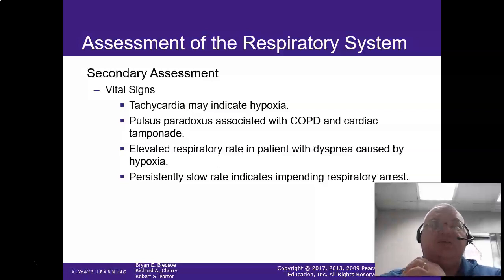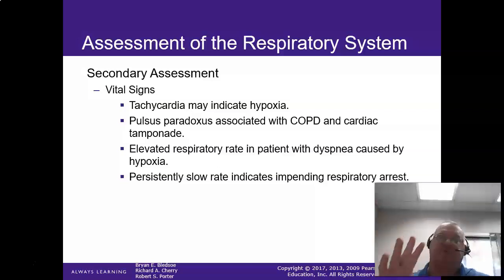Tachycardia, again, usually when you start having trouble breathing, your heart rate goes up. It's kind of a standard thing that happens. Pulsus paradoxus you usually have with COPD and cardiac tamponade. What is pulsus paradoxus? It's when there's a narrowing of the pulse pressure, or the pulse disappears when you take a deeper breath. Okay, this is due to thoracic pressure.